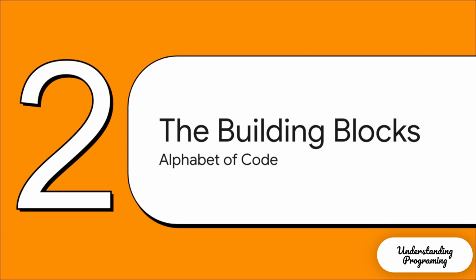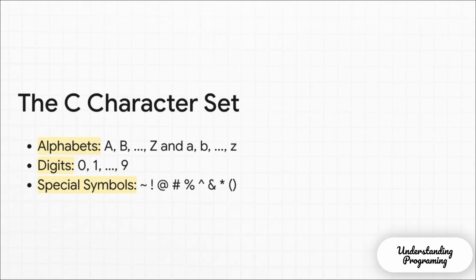All right, so now that we've got a handle on what C is, let's actually learn how to speak it. On to our next section, the building blocks. Think of this as learning the alphabet and the core vocabulary of our new language. Every language has to start with an alphabet, right? C is no different. It understands uppercase and lowercase letters, the digits 0 through 9, and a whole bunch of special symbols. These are the most basic characters that C will even recognize.